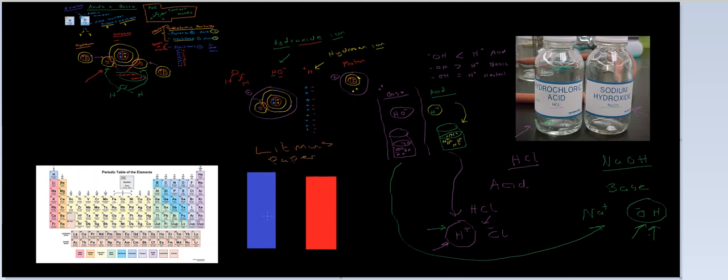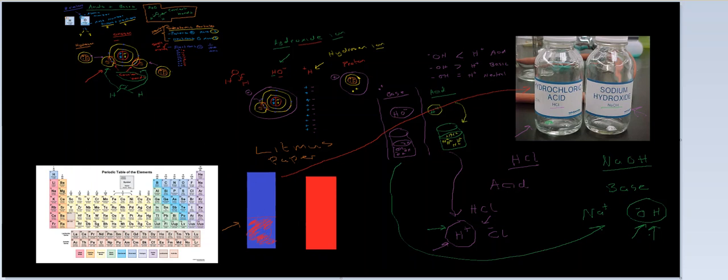Now, if you take this blue litmus paper and put it into the acid, what's going to happen is it's going to change color. Imagine you just dip it in. It's going to change color from blue to red. So one of the properties of an acid is that it'll change blue litmus paper to red.